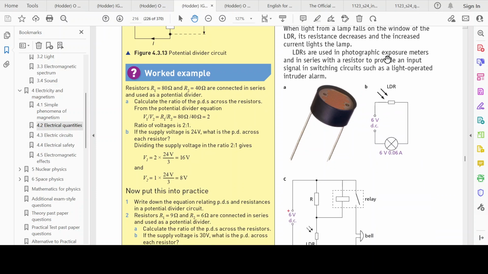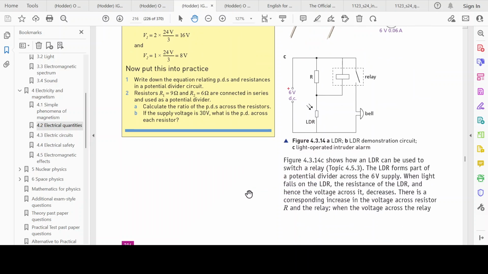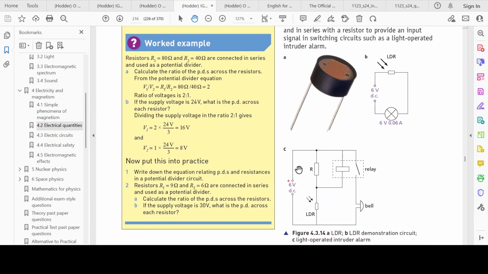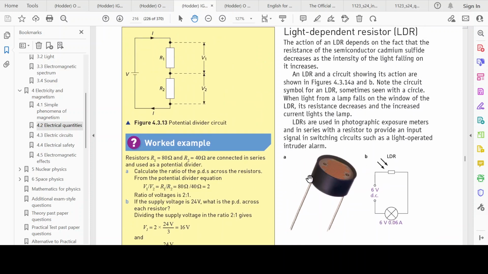LDRs are used in photographic exposure meters and in series with a resistor to provide an input signal in switching circuits such as light operated intruder alarms. So what happens in light operated intruder alarms? If the light is turned on and it falls on the LDR, the light dependent resistor, as the light intensity increases, the resistance decreases, and that allows current to pass through the circuit and the alarm goes off.